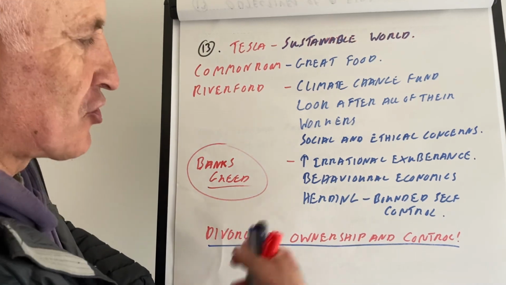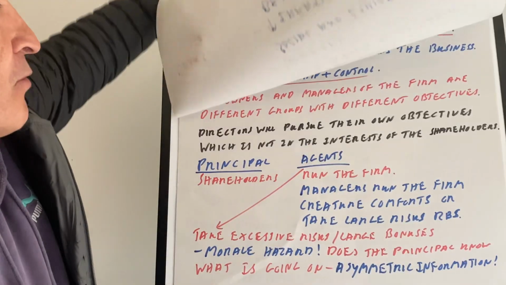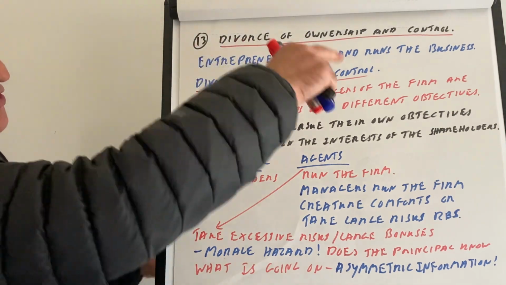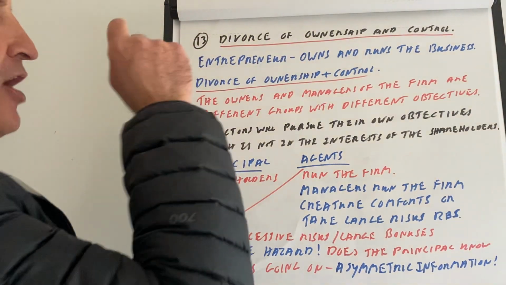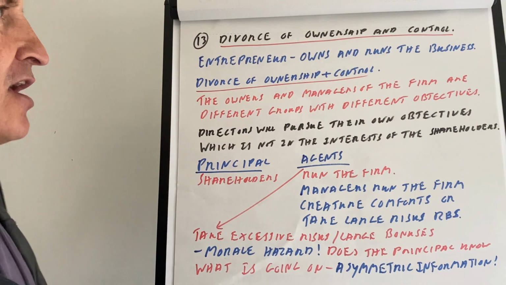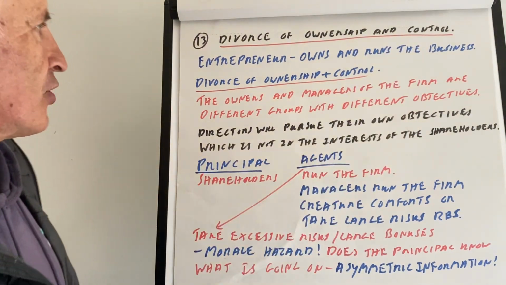Now, we then move on to the concept of divorce of ownership and control. The divorce of ownership and control means that the owners of, say, the banks were the shareholders, and the people who controlled it were the managers.